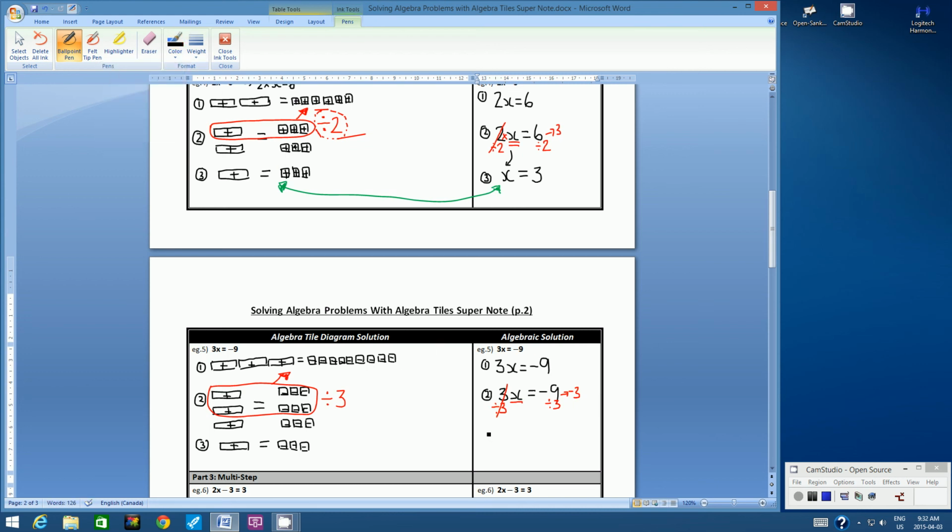Okay? All right, so let's draw what remains. What remains here is x, because the 3 divided by 3 canceled each other out. We have the equal sign, and then we have negative 3 on the right-hand side. Okay, so let's see, does our diagram solution match our algebraic solution? Yes, it does. X equals negative 3.